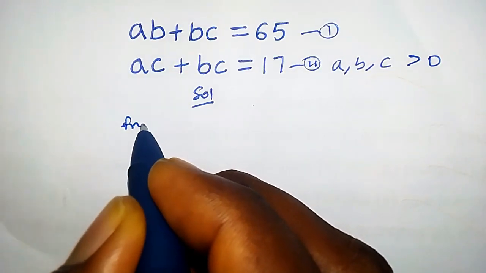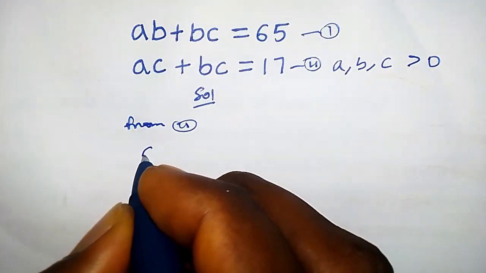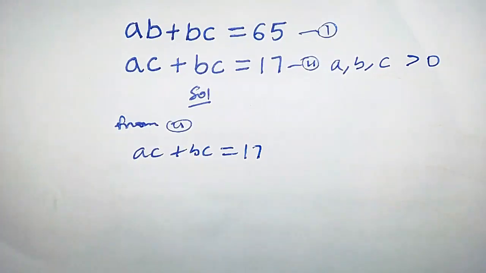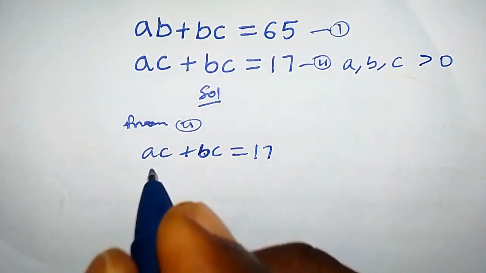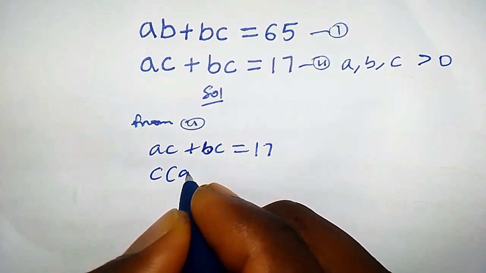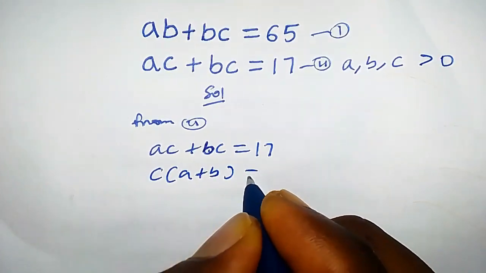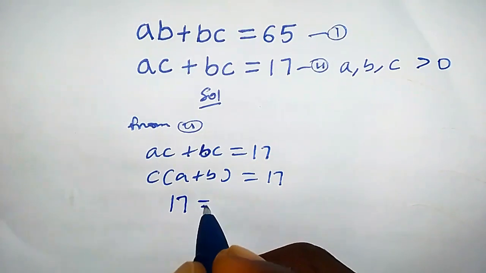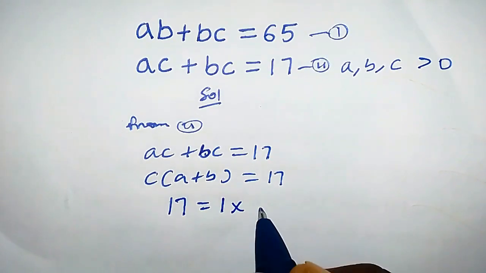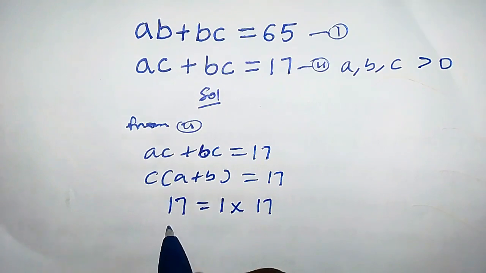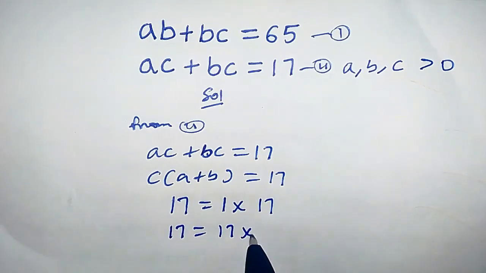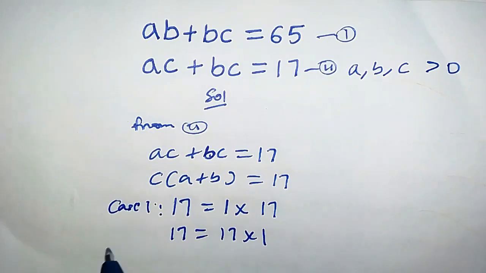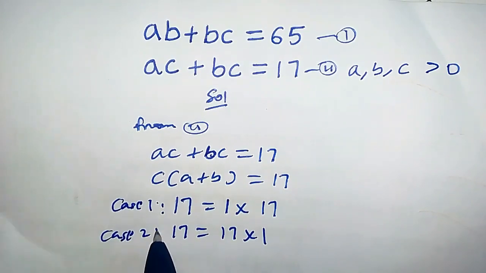From 2, we have AC plus BC equals 17. Clearly, C is common, so let's pull it out. We have C times (A plus B) equals 17. Let's consider 17. 17 could be written as 1 times 17, or we write 17 as 17 times 1. Let's call this case 1, and let's call this case 2.